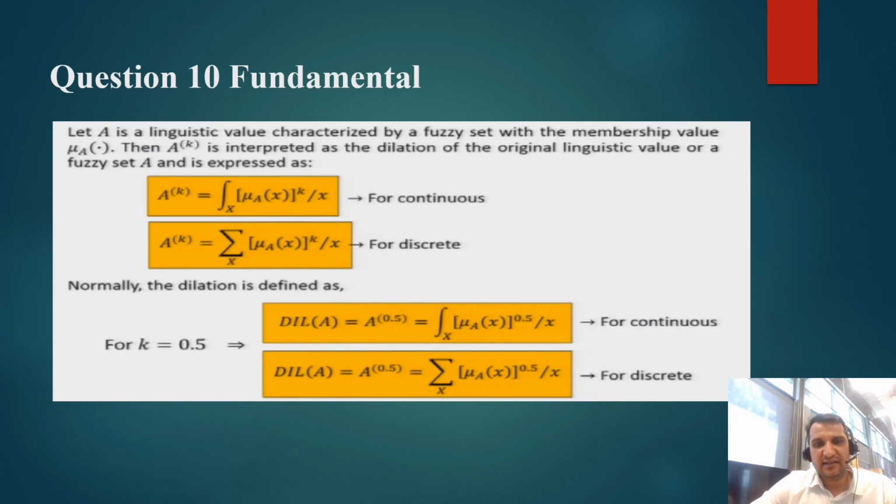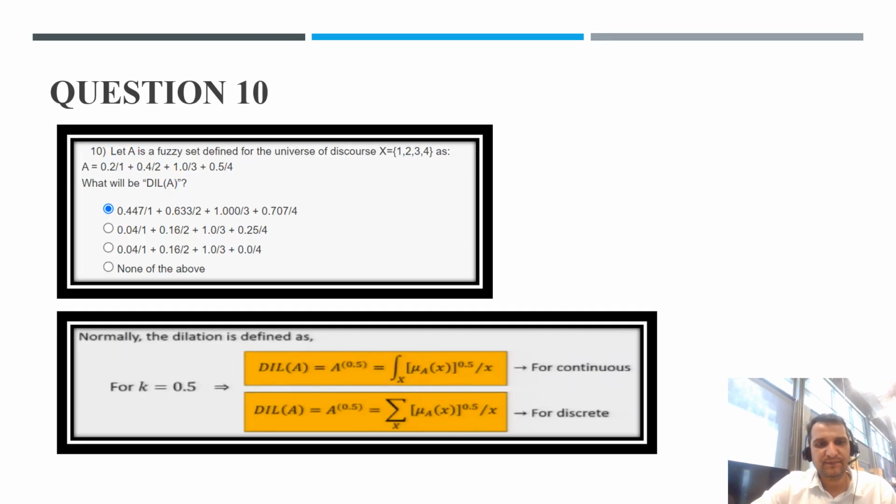For question 10, there is another term, dilation. In case of dilation, we have to consider the value of K equal to 0.5. When K is equal to 0.5, it means we have to take the square root of that particular membership value. So this is the question, same as before, but right now we have to calculate the dilation. For dilation, the value of K is equal to 0.5, that is 1 by 2, so we take the square root of that particular membership value.